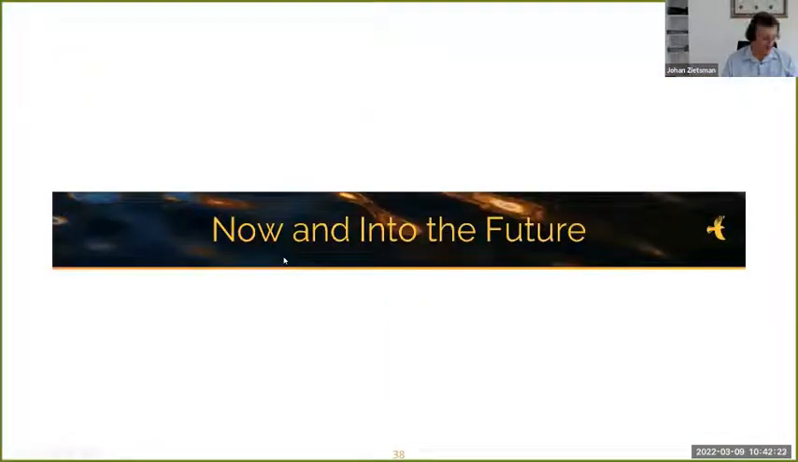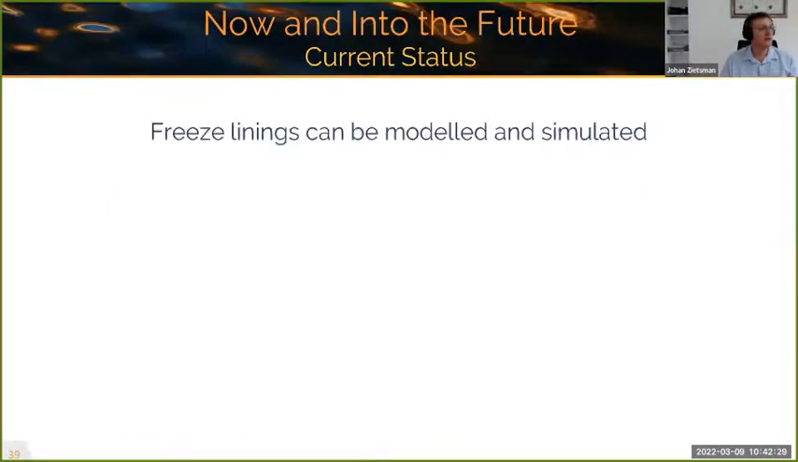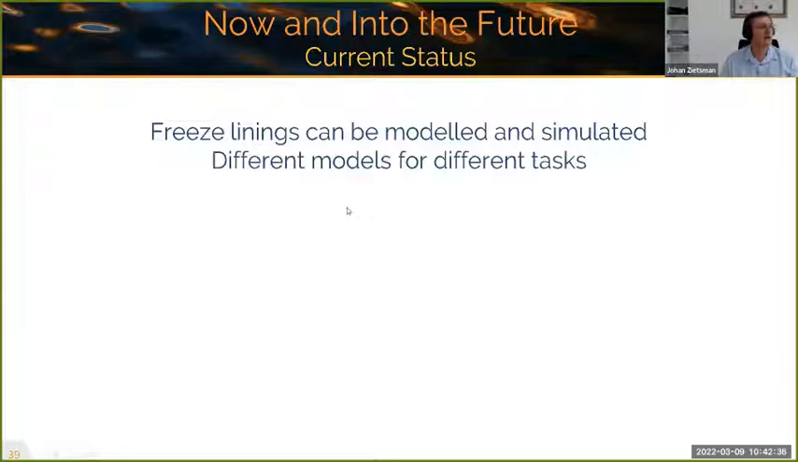Okay, so where does this leave us? Where are we now, and where are we going into the future? Now, the current status is that we can model and simulate slag freeze linings, but we have to use different models for different tasks. We don't have this one magical model that can answer all our questions. If we put all the sophistication in the multiphysics models, at the moment, those models will not come back with an answer for probably years into the future.